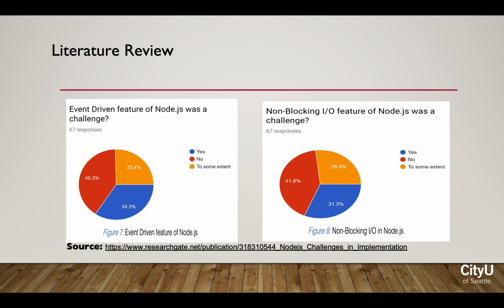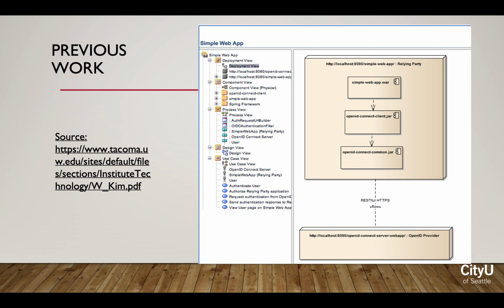Next is the previous work. This is from the first reference. Basically what William Kim and Sam did was they had this Sparx Enterprise Architect modeler. What it does is basically you can plug in your, I think this is Java code, and then you can generate your architectural model. So we'll try to simulate something like that. We don't really have, we can generate the code base, the code files, but let's see if we can generate the same thing.